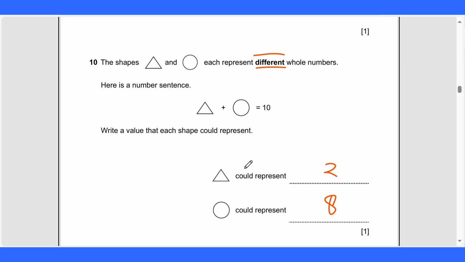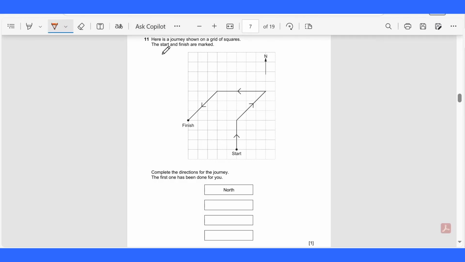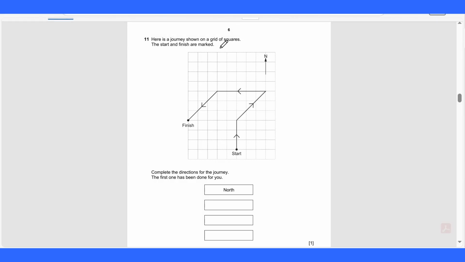Alright guys, question 11. Here is a journey shown on a grid of squares. The start and finish are marked here. Right, so complete the directions for the journey. The first one has been done for you. Start is here, going up means north, so 10 seconds. Okay, if you need some more time, please pause this video.